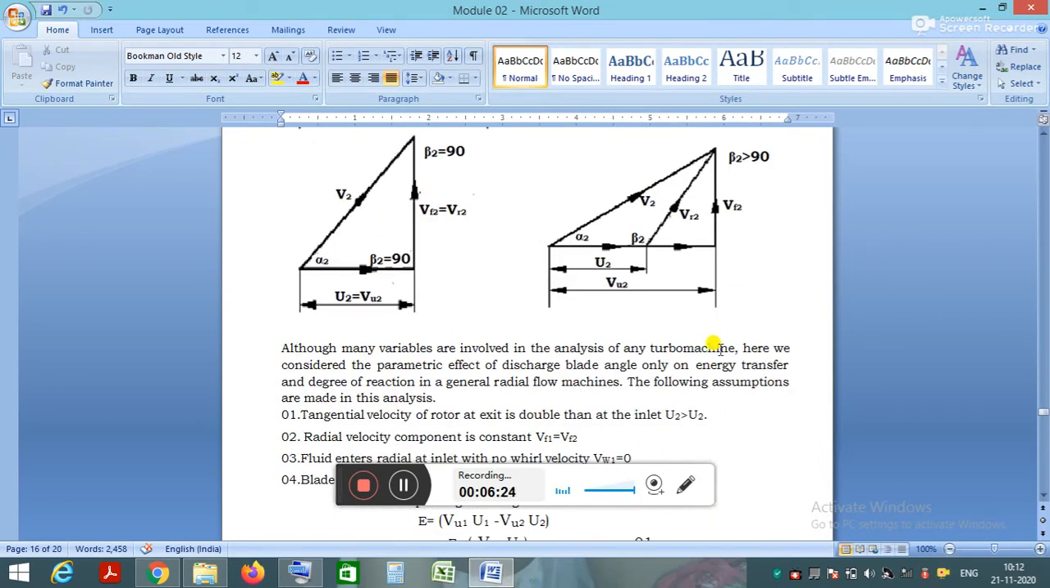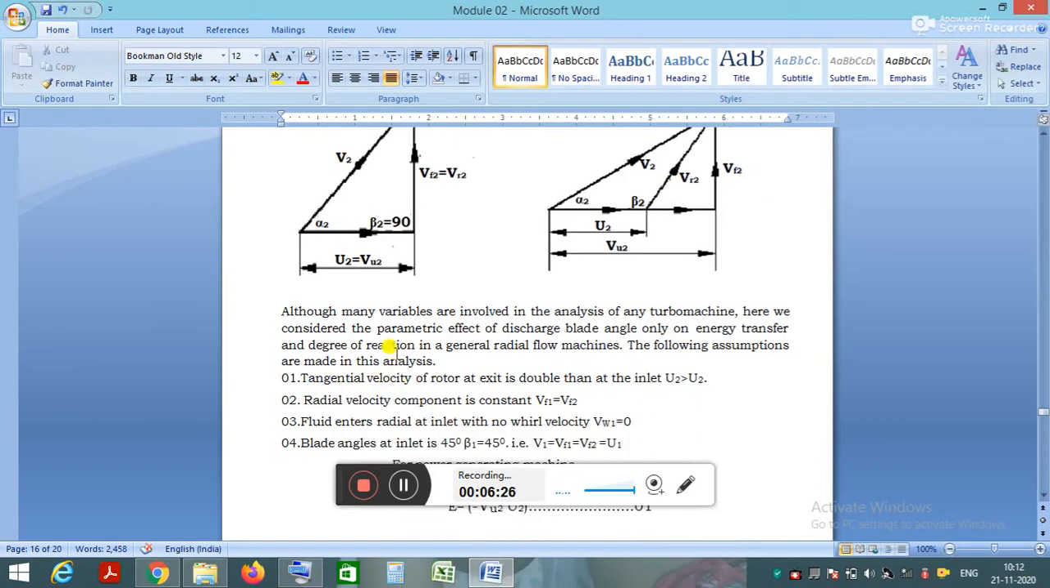The following assumptions are made in the analysis of radial turbines. The tangential velocity of the rotor at the exit is double that at the inlet. U2 is greater than U1. The tangential blade velocity of the rotor at the exit is double that at the inlet.